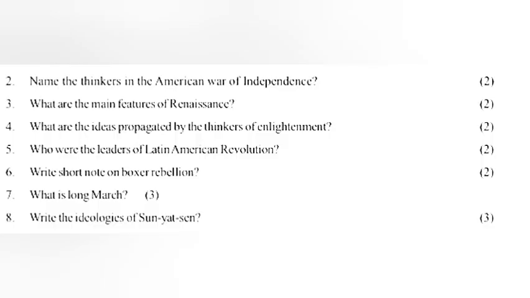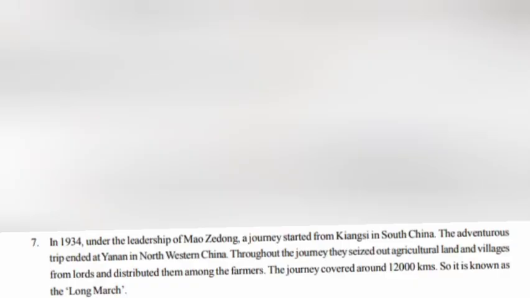7. What is Long March? Answer: In 1934, under the leadership of Mao Zedong, a journey started from Jiangxi in South China. The adventurous trip ended at Yan'an in northwestern China. Throughout the journey, they seized agricultural land and villages from lords and distributed them among the farmers. The journey covered around 12,000 kilometers, so it is known as the Long March.